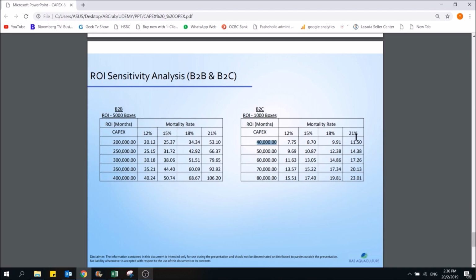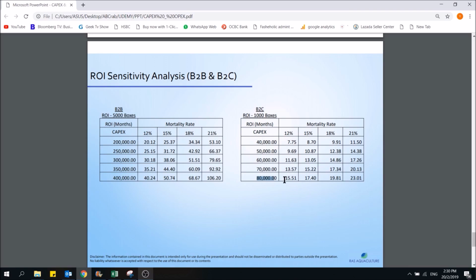So this is how different capital costs impact your return on investment. For example, having 12% mortality and spending 40,000 on 1,000 boxes, you are spending about 8 months to break even. If I spend more on the capital cost, while keeping a mortality of 12%, I need about 10 months. If I'm spending 80,000 on the same system, I probably take slightly over 1 year and 3 months, which is 15 months altogether. The point of this is to show you the different sensitivity to capital cost.